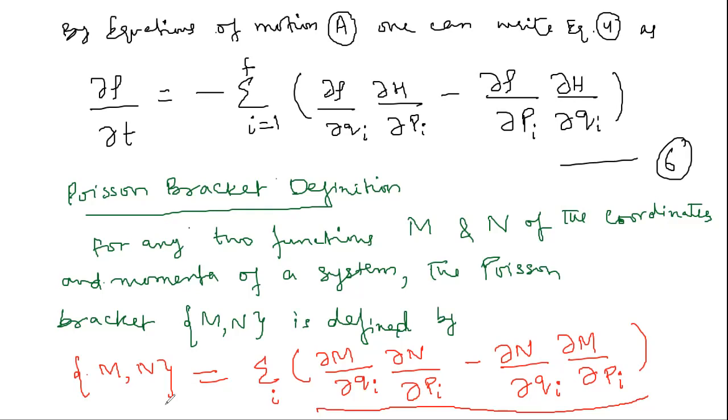Now, why has this been defined? Because in classical mechanics, if you see this equation 6, such sums, such expressions appear in many situations. If we use the definition of Poisson bracket, equation 6 can be written in compact form as minus the Poisson bracket of rho and H. So this is how things become compact. Let me write that.